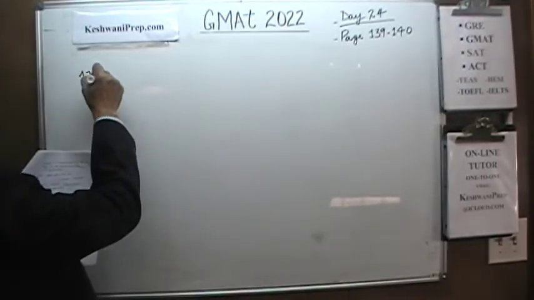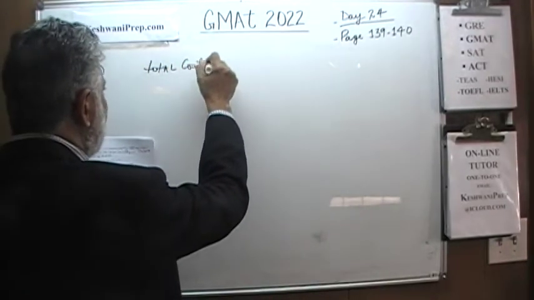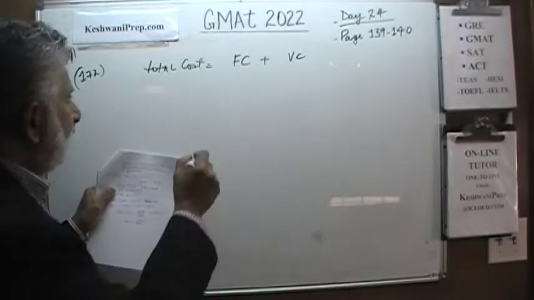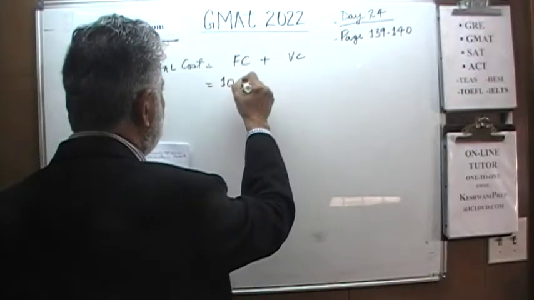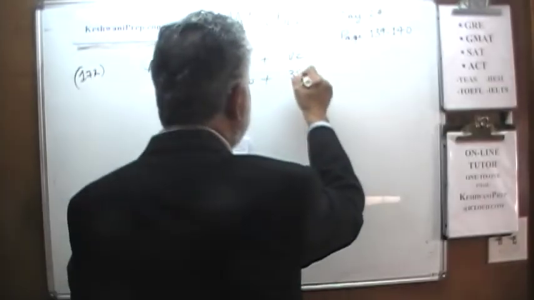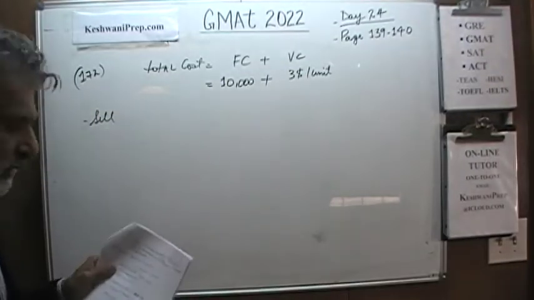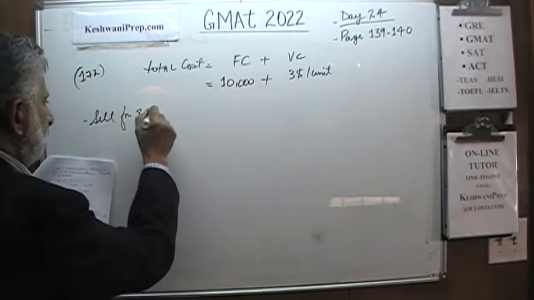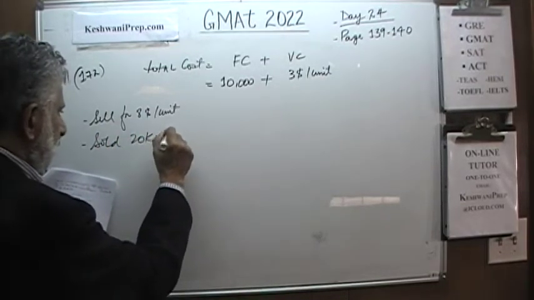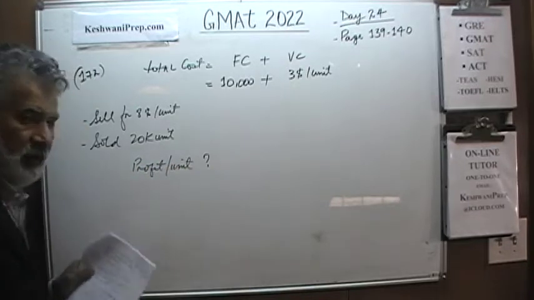In 172 we are told that the total cost to manufacture something is made up of the fixed cost plus the variable cost. We are further told that the fixed cost happens to be exactly $10,000. The variable cost is $3 per unit. We are further told that we're going to sell this unit for $8 per unit, and we're going to sell 20,000 units. The question simply is, what is the profit per unit? Let's find out, shall we?